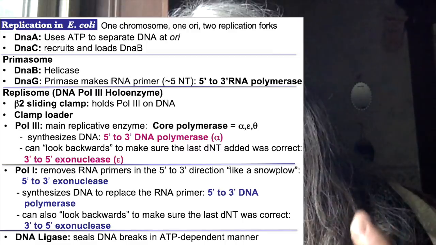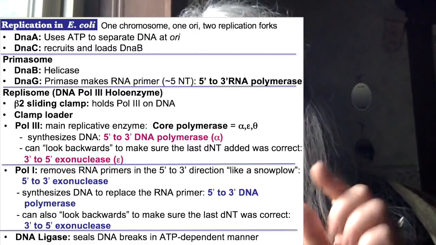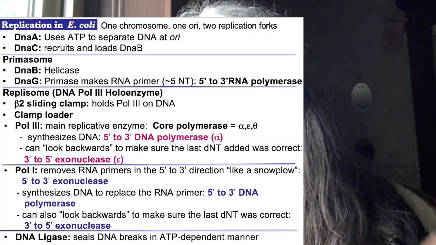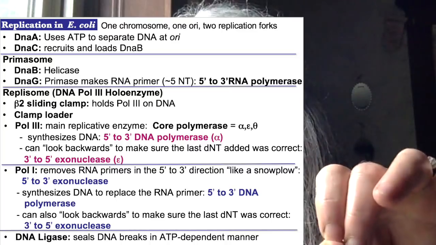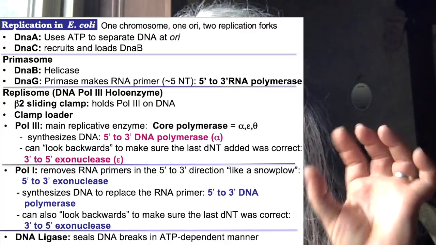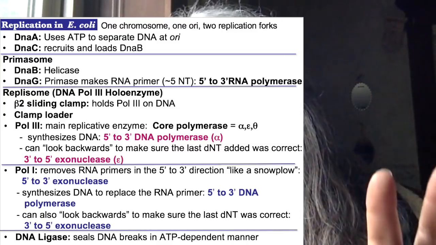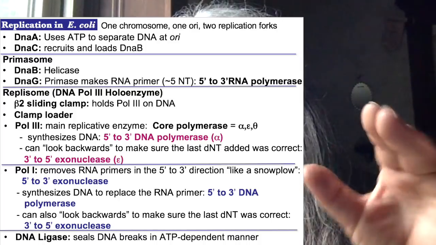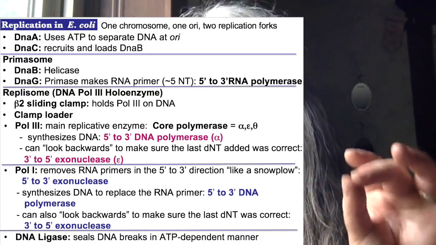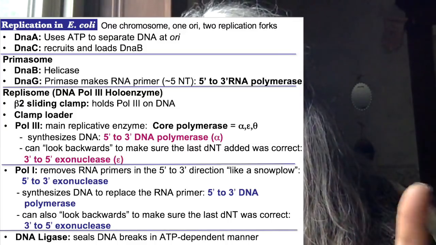So what do you need to know? You need to know what DnaA, DnaC, DnaB, DnaG do. You need to know some of the things that comprise the replisome, but only these. You need to know the beta-2 sliding clamp. You need to know the core polymerase, which consists of alpha, theta, and epsilon. You need to know what alpha and epsilon do. You also need to know that there is a clamp loader, but you don't need to know the subunits in the clamp loader.